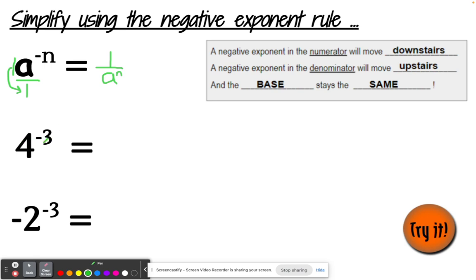How about 4 to the negative 3 power? Well, I'm still going to keep a 1 on top, and I'm going to have 4 to the third power downstairs, and 4 to the third power is 64, so it's 1/64.